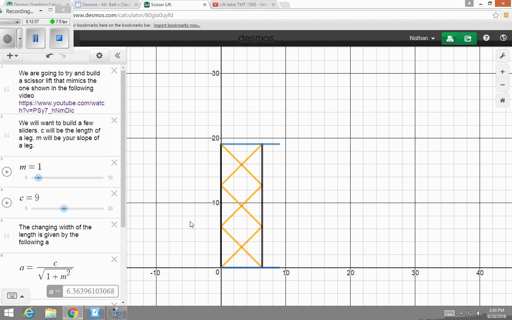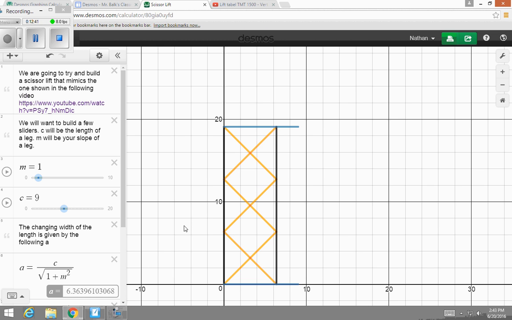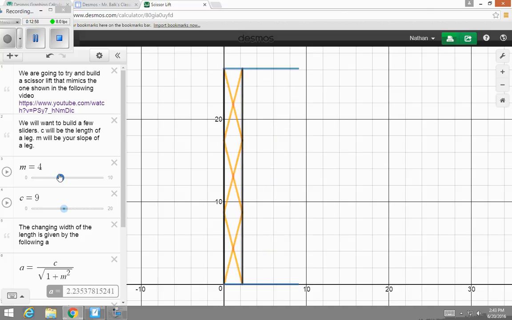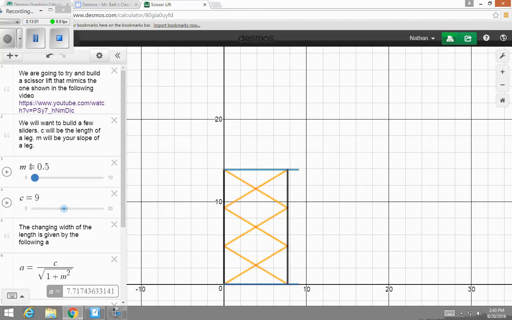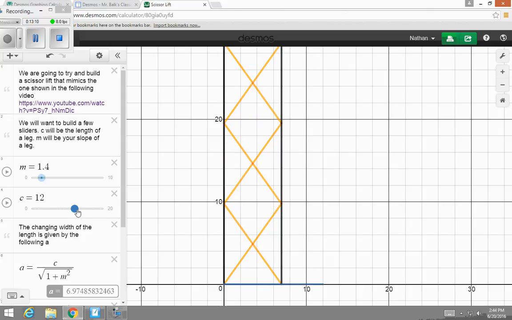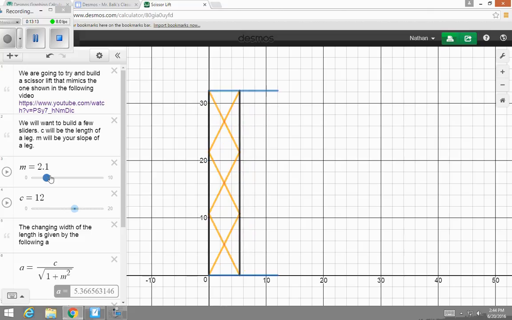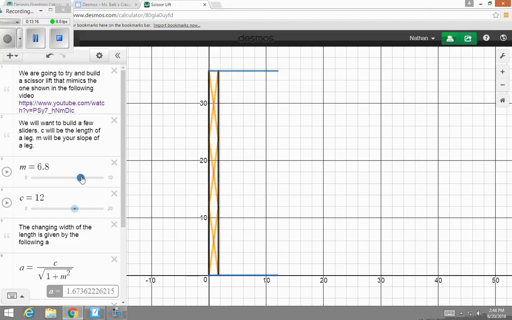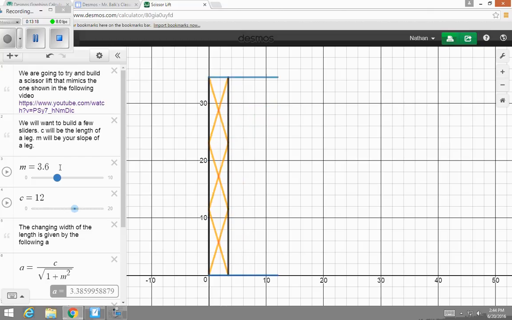So I produce that here. I have my scissor lift. The orange lines, think of those as kind of like ladders, and there's 6 of them. And as I change the slope of a ladder or a slope of a leg of the scissor lift, it gets taller and it can get all the way down to the ground. And what the C equals 9 part is it controls how long each leg is. So maybe I want my legs to be 12 long, and I can still showcase my scissor lift as it goes from the ground all the way to the top.